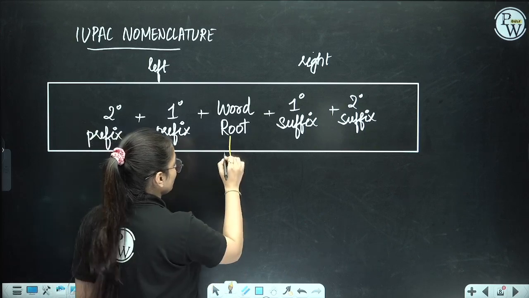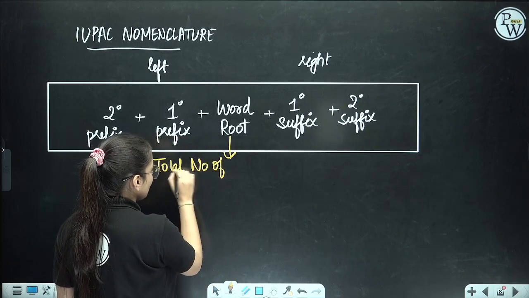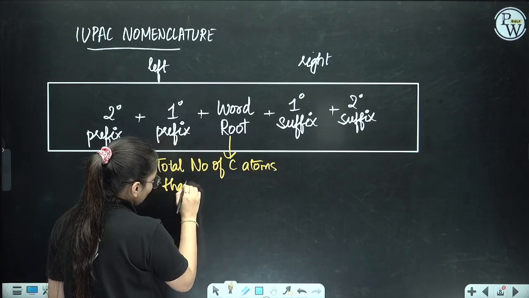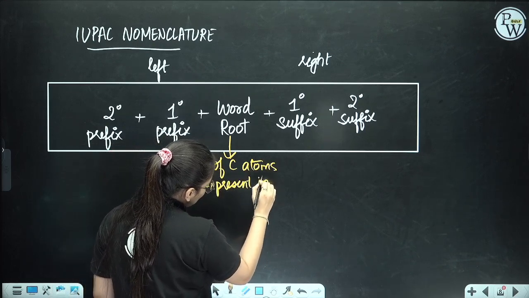Let's start with the word root. Word root represents the total number of carbon atoms that are present in a parent chain.